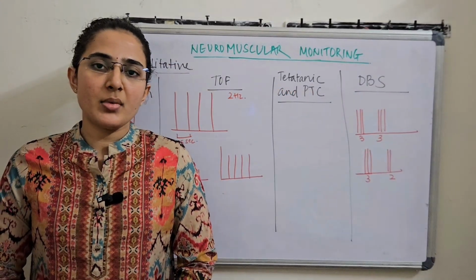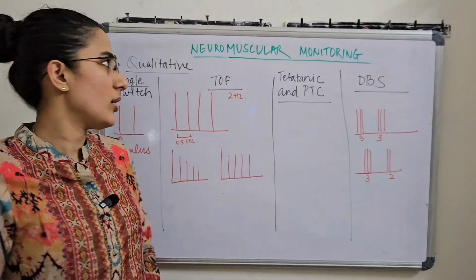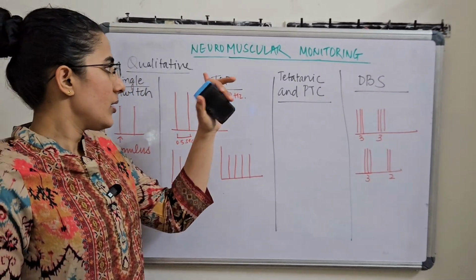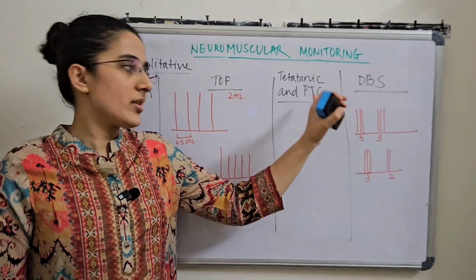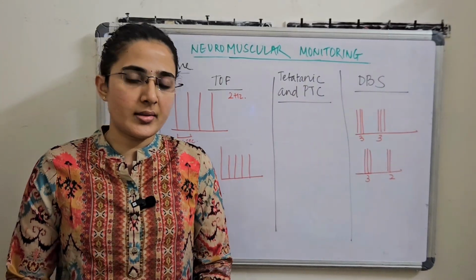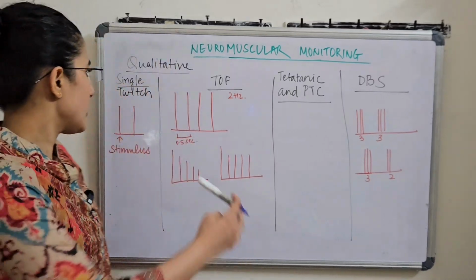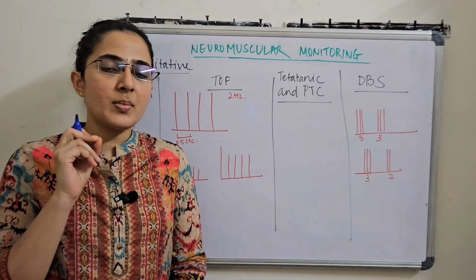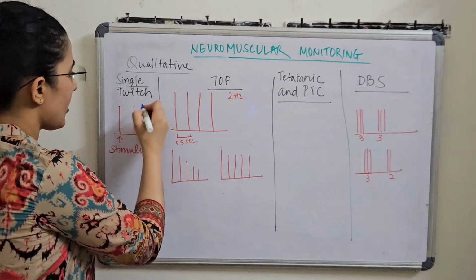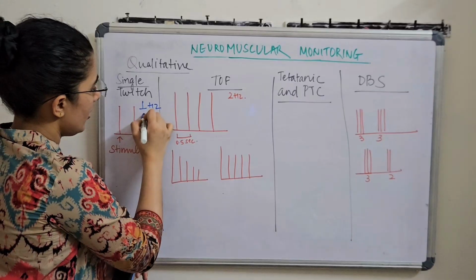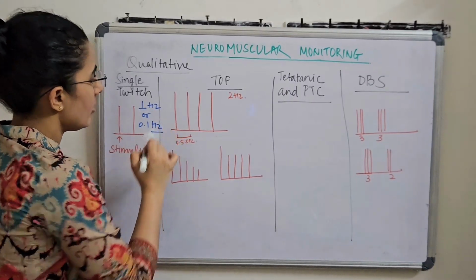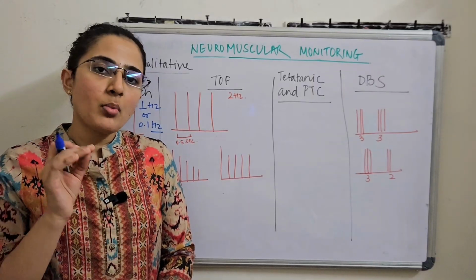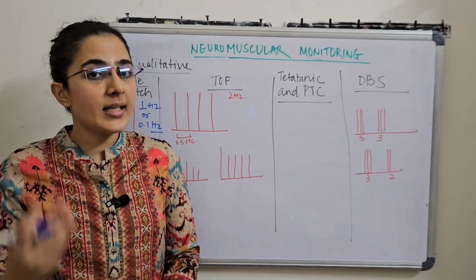So next we'll be seeing the tests for neuromuscular monitoring, the qualitative tests, which mainly include single twitch, train of 4 monitoring, tetanic and post-tetanic count, and the double burst stimulus. Okay, so starting with what is a single twitch. A single twitch is a single stimulus provided at a frequency of 1 hertz or 0.1 hertz. So 1 hertz means 1 event per second, and 0.1 hertz is 1 event every 10 seconds.